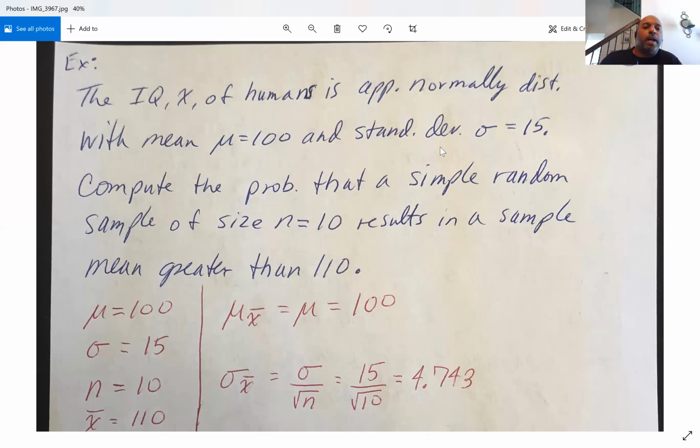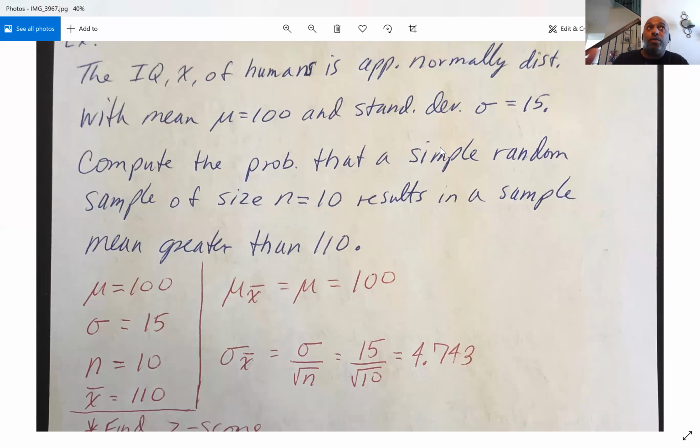All right, so once again, the IQ of humans is approximately normally distributed with the mean of 100, standard deviation of 15. Compute the probability that the simple random sample of size n is equal to 10 results in a sample mean greater than 110. So you remember going back to your z-scores and how we did things in chapter 7, less than, greater than, between are three scenarios, same three scenarios that can occur here. So we're looking at the possibility of the results of the sample mean being greater than 110. So whenever you pick your sample, what's the chances that the mean of that sample would be greater than 110. So gather all of your given information first.